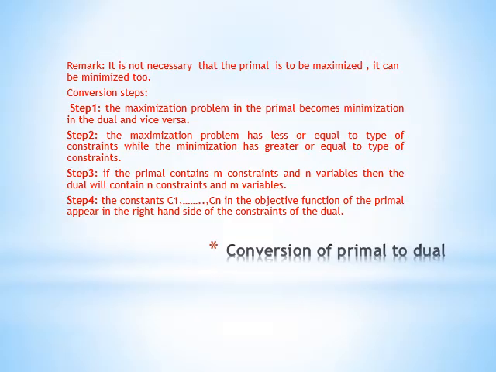Now, maximization to minimization and vice versa. C1 up to Cn in the primal will be pushed to B1 up to Bn in the dual. B1 up to Bn in the primal will be C1 up to Cn in the dual, and that's correct.